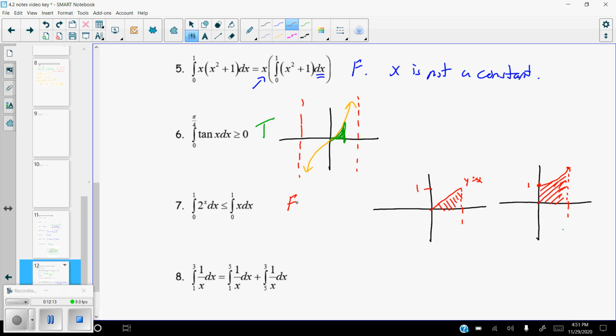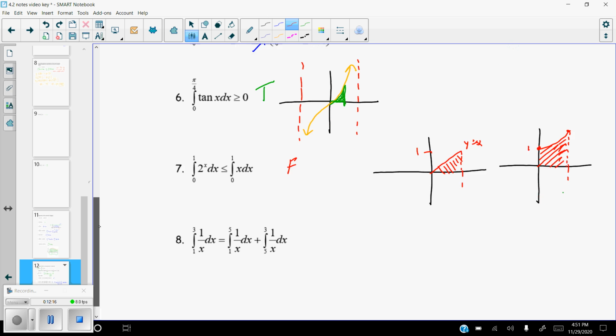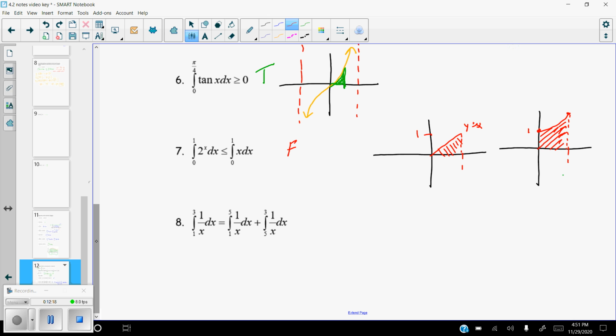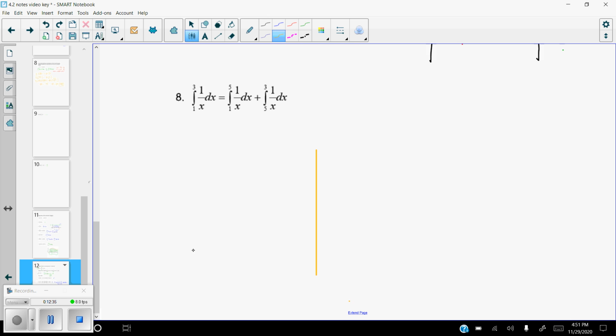Okay. And then the last one, number 8, says that if I take the integral from 1 to 3 of 1 over x dx, it should equal the integral from 1 to 5 of 1 over x dx plus the integral from 5 to 3 of 1 over x dx. Well, that's different because the 5 and the 3 look backwards. So let's rewrite this. Okay, so we're going to rewrite this.